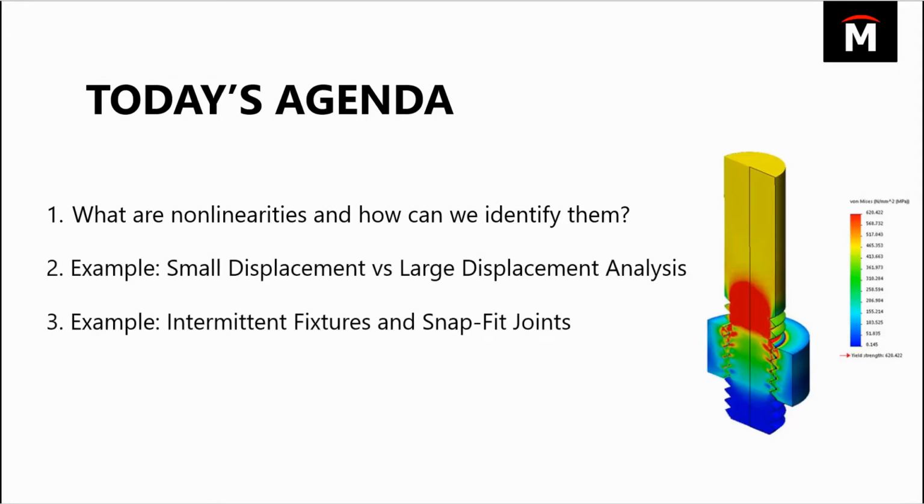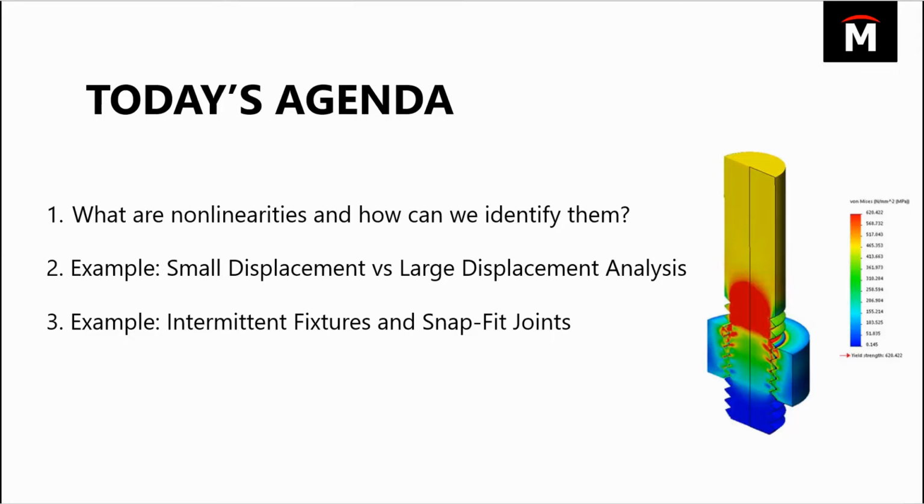Then I want to show you a couple of examples. A classic small displacement versus large displacement analysis, what that means and why you might go towards nonlinear instead of just activating a large displacement flag in your linear static analysis. I'll show you that with an example in the software and a bit of how I set it up. And then I want to move to something with intermittent fixtures. This is great for snap fit joints, or really any condition where you might need to vary the loading, turn one load off before another, or turn something that's fixing something down off after a certain amount of time.